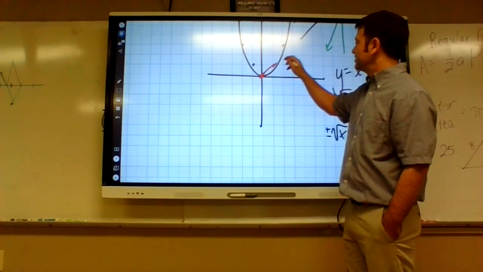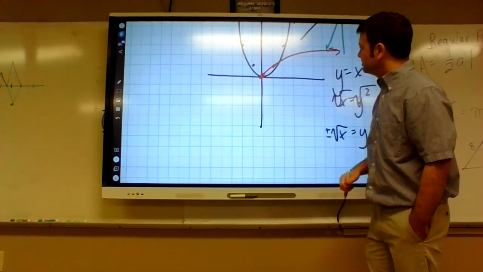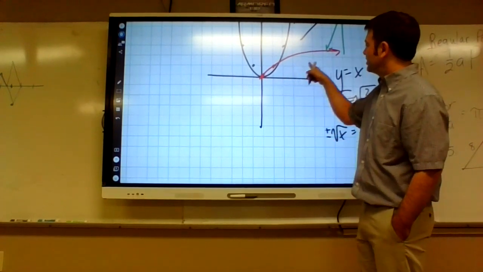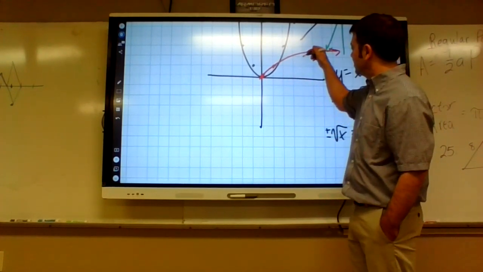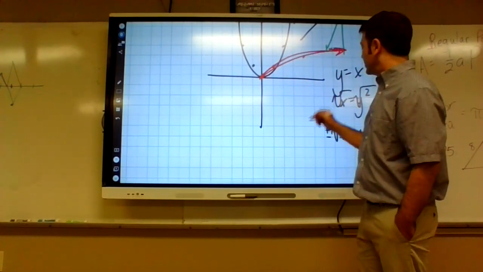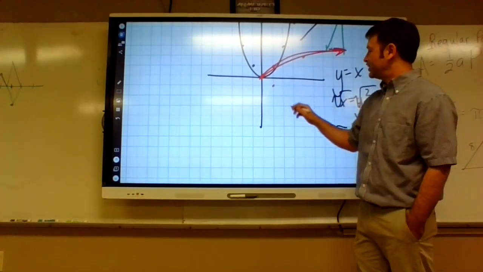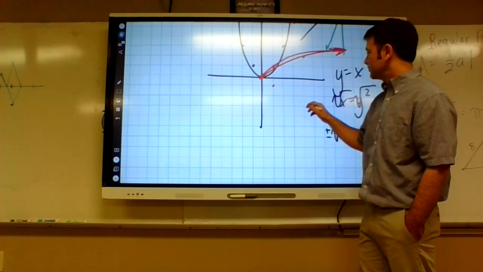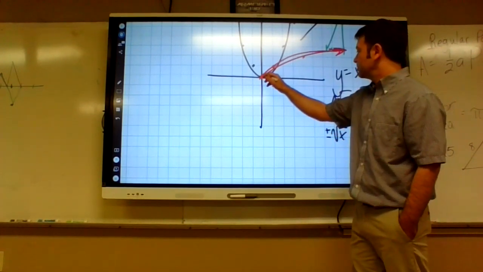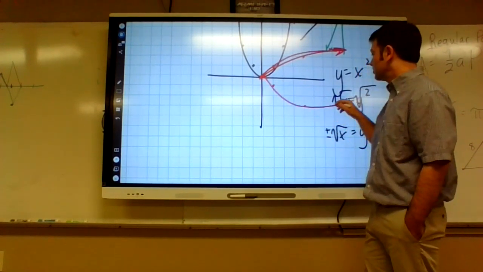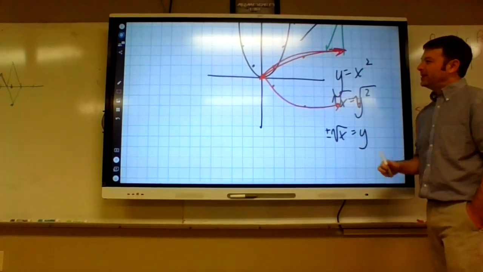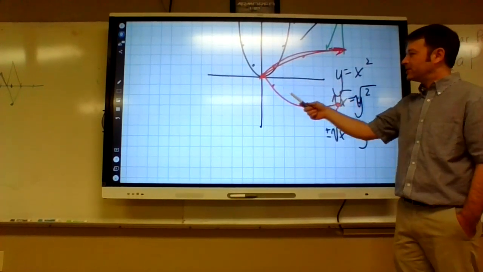It looks like this, supposed to be right there. Looks like that. And what does negative square root of x look like? Well, it's just that flipped upside down. So together they look like a sideways parabola.